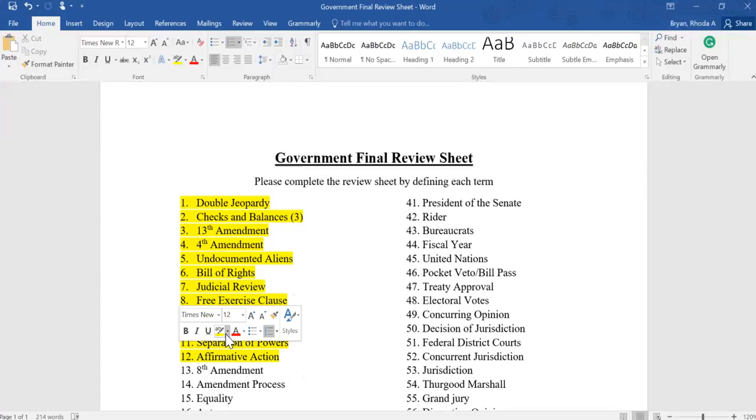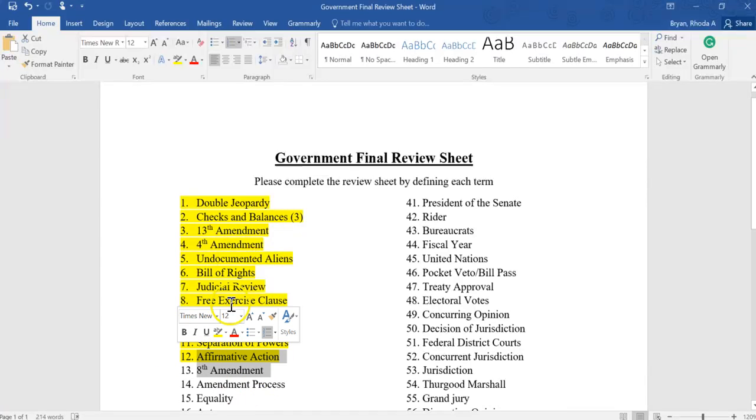Okay. Affirmative action. This question is more about why we have affirmative action. We have affirmative action because the federal government hopes to overcome past discrimination.